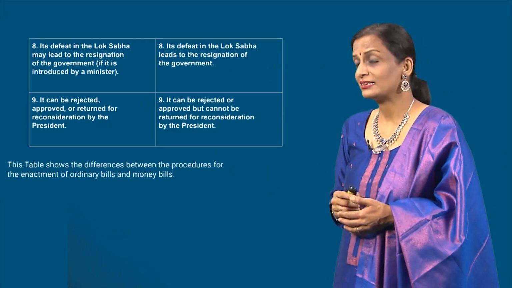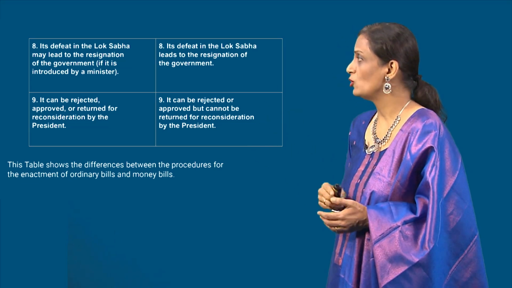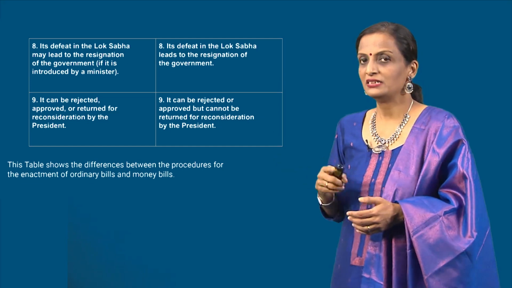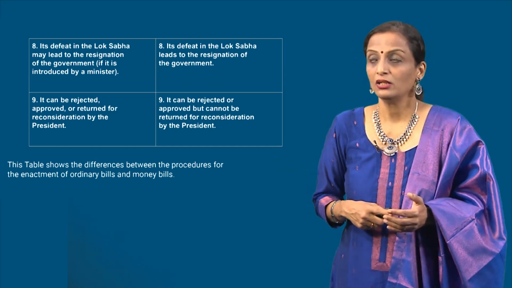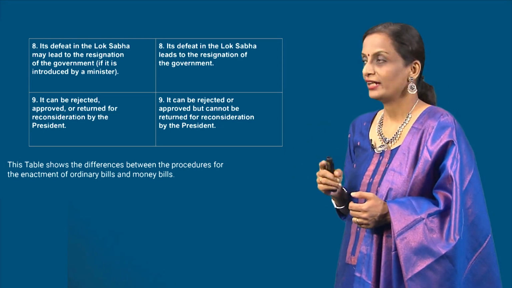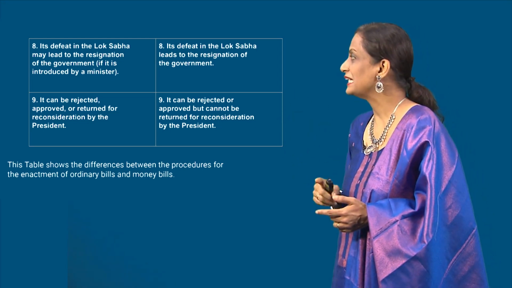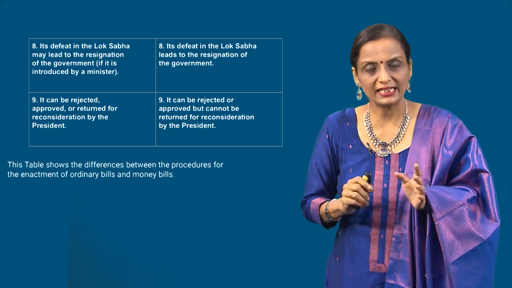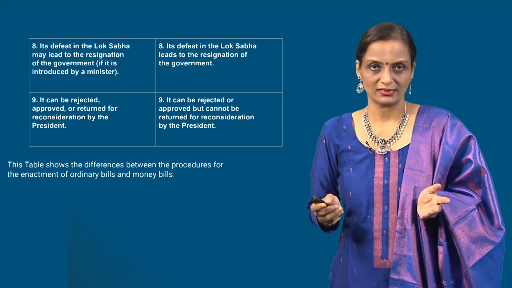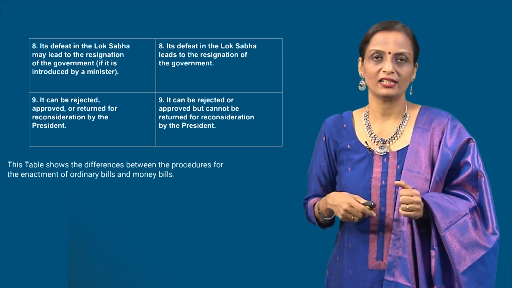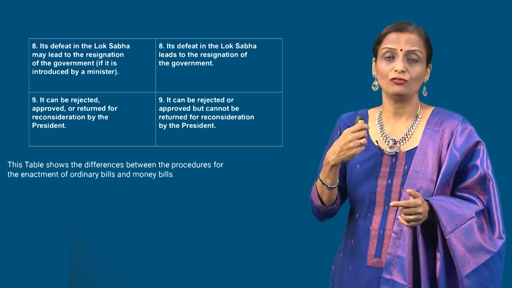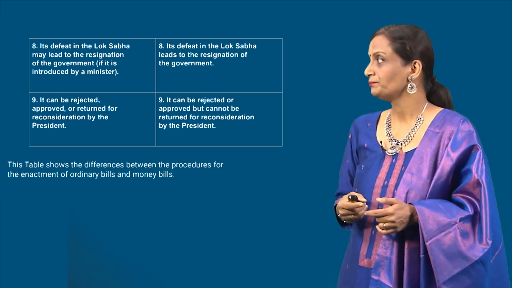Then the other points are, the defeat of an ordinary bill in the Lok Sabha may lead to the resignation of the government if it is introduced by the minister. What about the money bill? If it is defeated in the Lok Sabha, it leads to the final resignation of the government itself. There are no questions asked. If the money bill fails, then the government fails. Whereas an ordinary bill can be reconsidered for a no confidence motion.